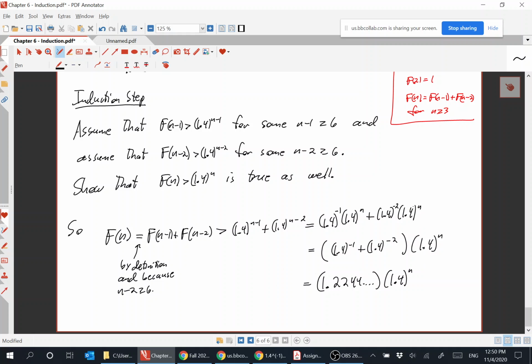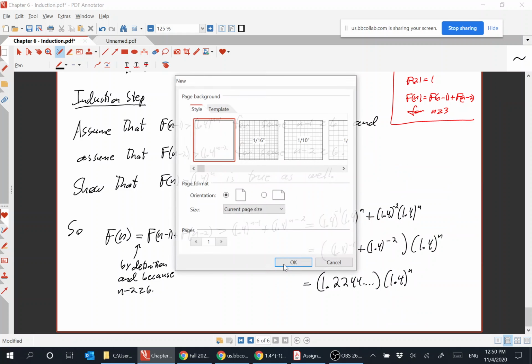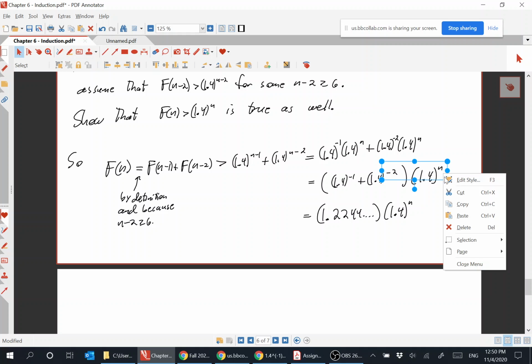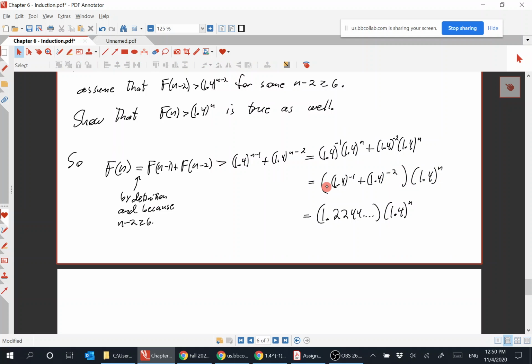Last step. What are we trying to show? That f of n is greater than 1.4 to the n. So there's just one step left here. By the way, what am I doing? Am I stacking my inequalities or working in a chain? Working in a chain, because you don't have something on the other side of the inequality. Oh, we forgot to do something here. What was the reason for this one here?